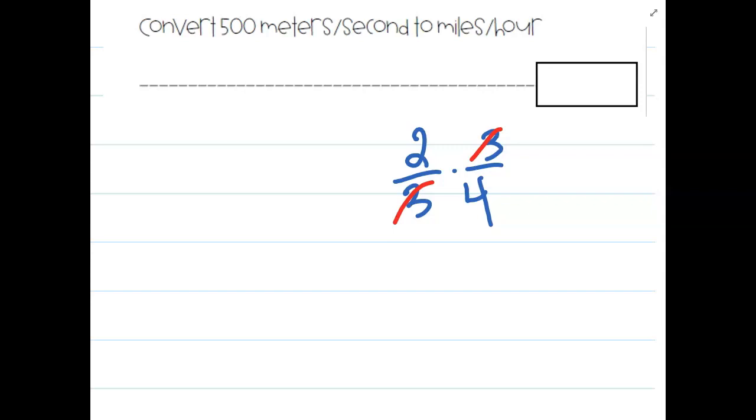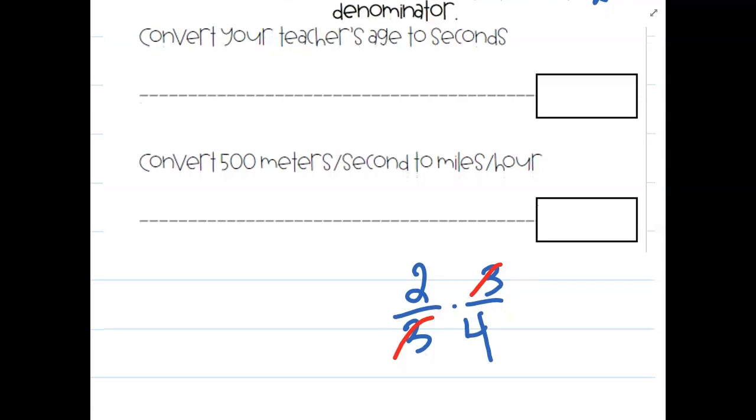The same thing happens with units. If I have inches in the numerator, it can cancel out with inches in the denominator. That's the biggest thing you guys have to remember today. So let's try this one. If we want to convert your teacher's age to seconds, we need to know how old I am. Any guesses? I am 30 years old. So we want to convert 30 years into seconds.